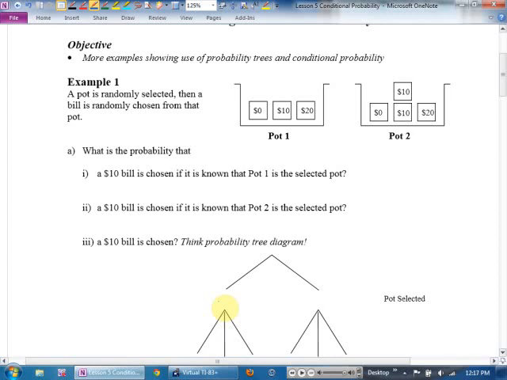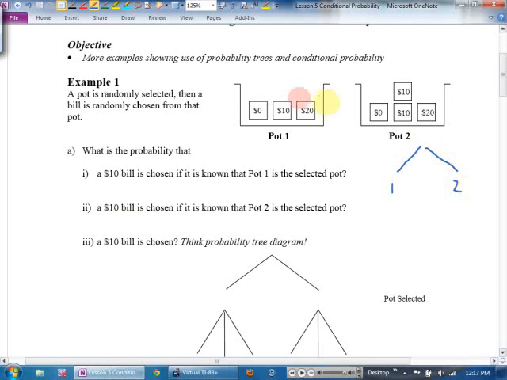Now we're going to start out, first of all, getting just a little more complicated, then we're going to move backwards up the tree. Here we have two separate little pots. We're going to pick a pot first, and then we're going to pick a bill. And it wants to know, what's the probability that we get a $10 bill? Let's fill in our tree. So the first event here is we have to pick a pot. We have to pick pot one or pot two.